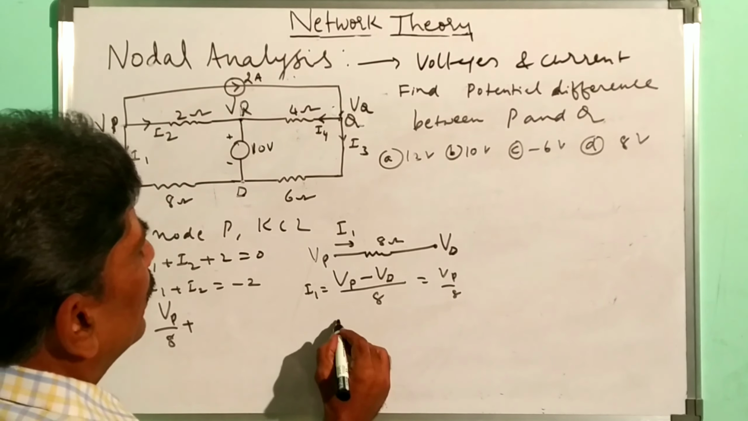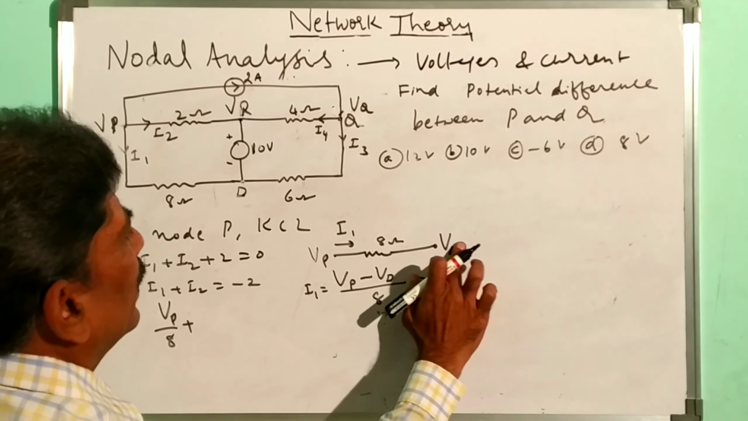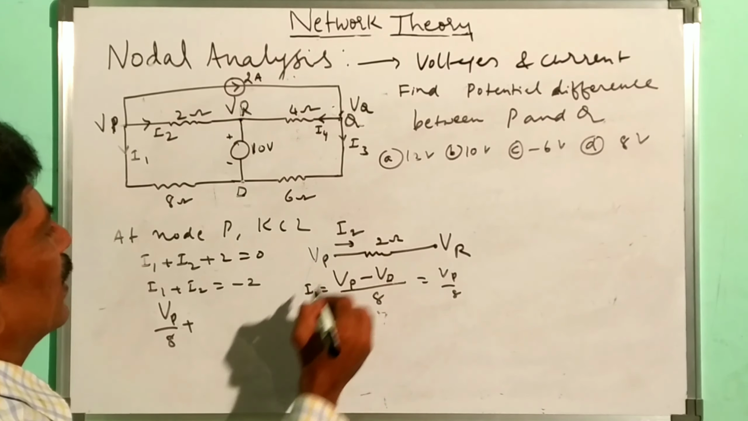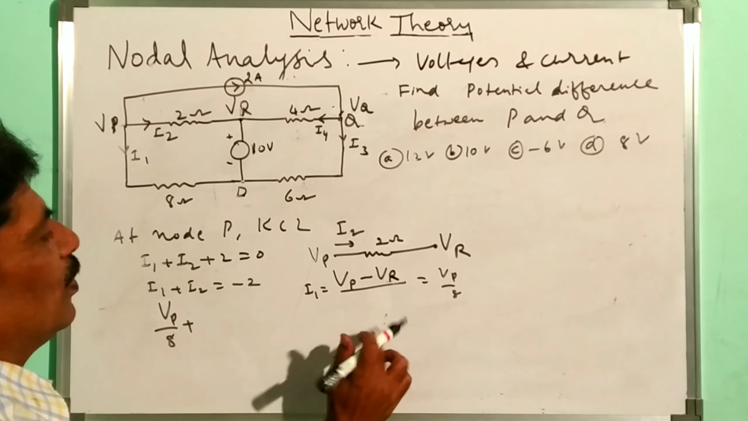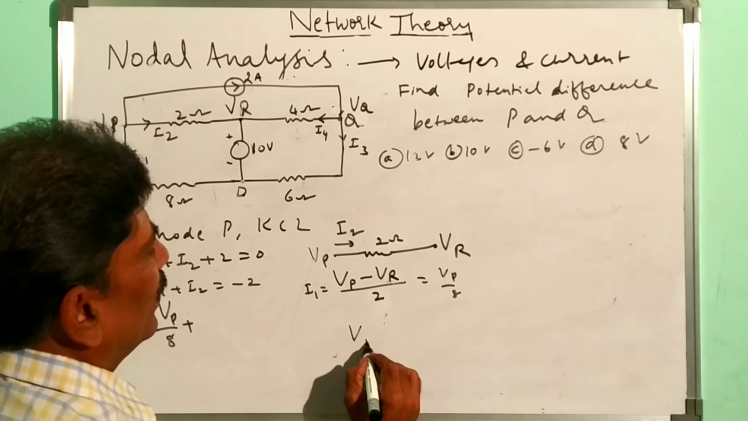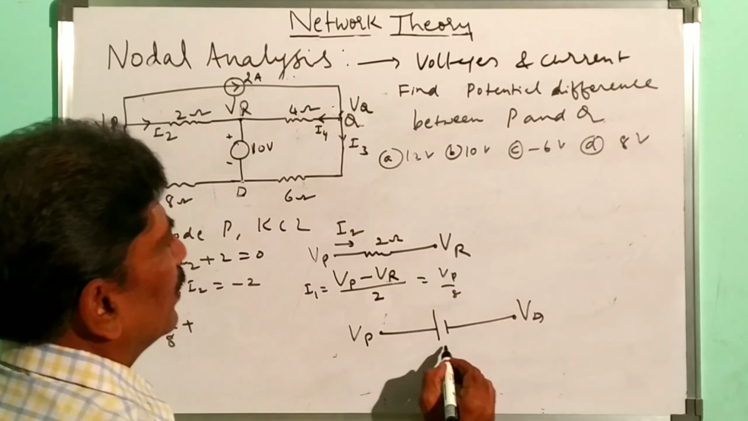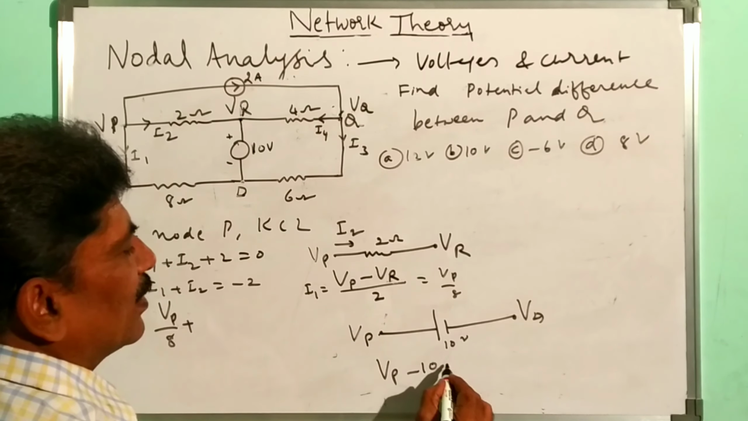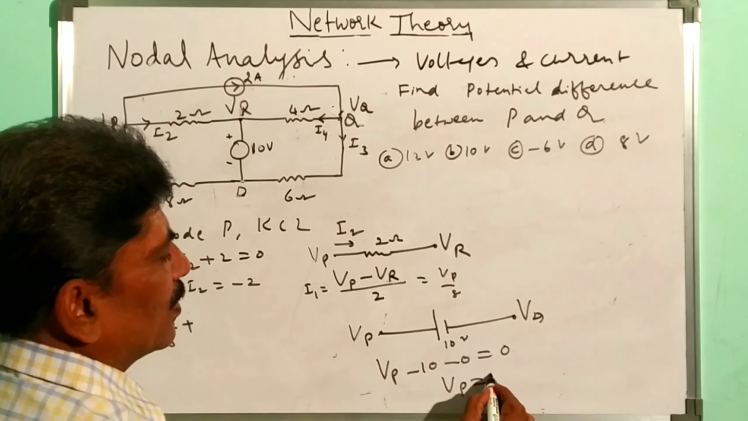I2 is equal to VP minus VR, and the resistance is 2 ohms. Let I2 be the current. So I2 is equal to VP minus VR by 2. But VR is nothing but 10 only. How do we find that VR? VD, this is 10 volts. Start from this end.